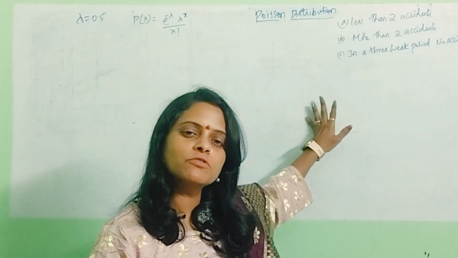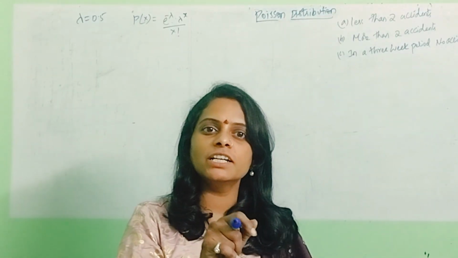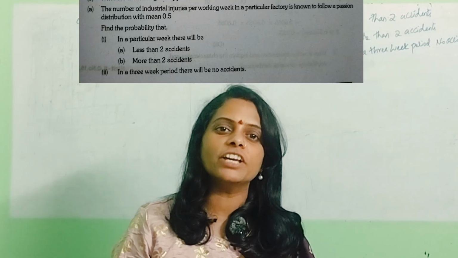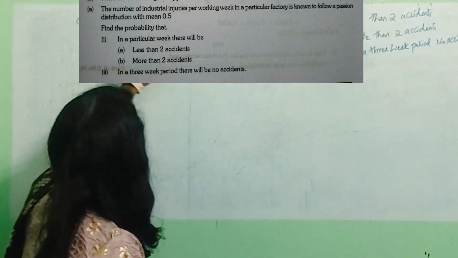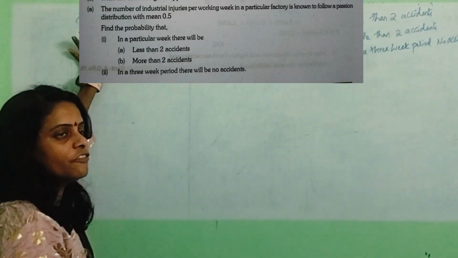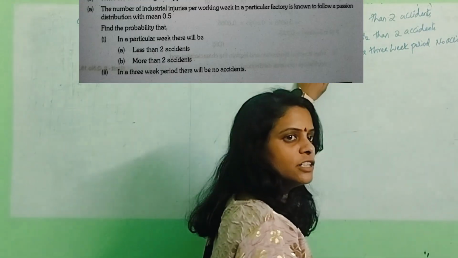This is one more problem which was asked in your previous year question paper. On the screen, I'm giving you the question. There is a factory in which the number of injuries is given in the form of a Poisson distribution. And what is the lambda value given there? That is 0.5. Done. The question is divided into three parts.